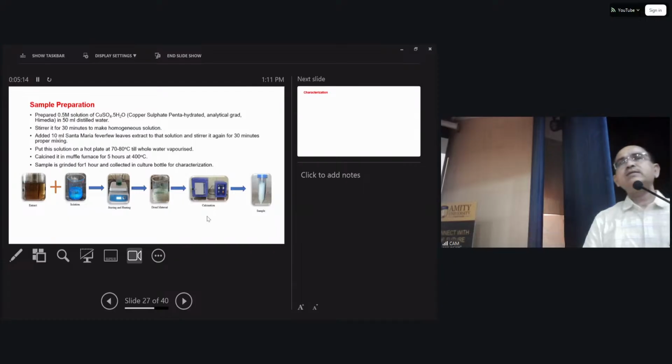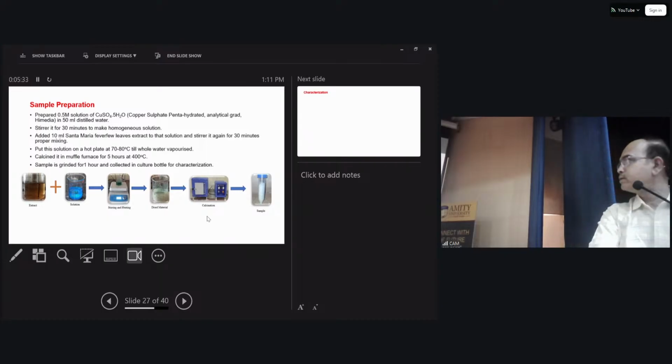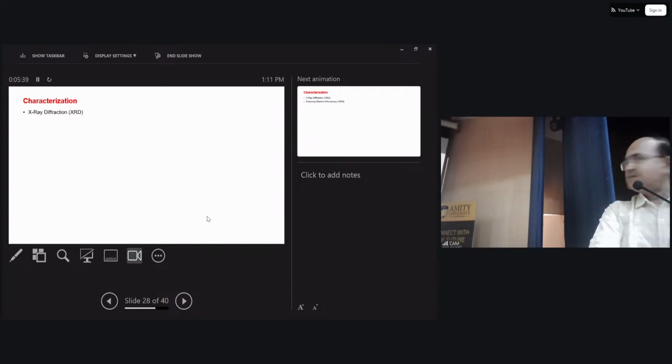Sample preparation is again very simple. In this case, we prepared 0.5 M solution of copper sulfate pentahydrate. It was analytical grade, HiMedia. It was dissolved in 50 ml of water. And there are certain steps which are usual in preparation of nanomaterials. These are usual things. These can be tailored for a specific size or shape. So characterization techniques, again, there are certain specific things.